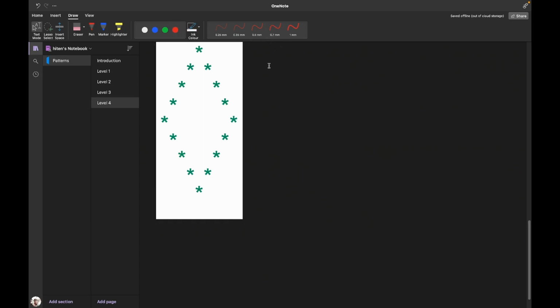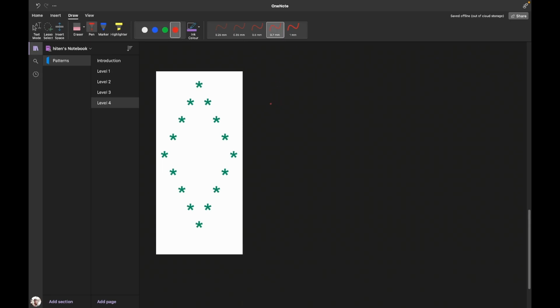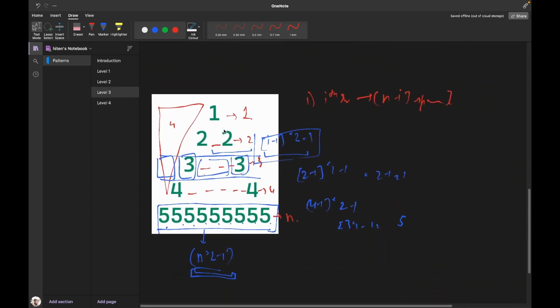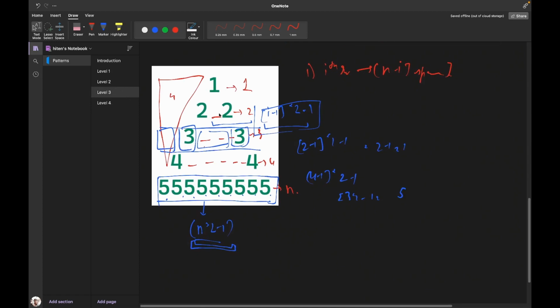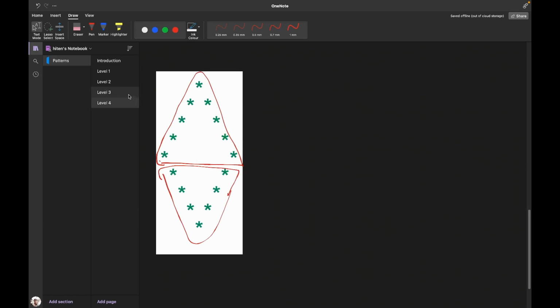This pattern is also simple to print on the console. What we can do is break this pattern into two halves. Let us call this part the upper part and this part the lower part. If you compare it with the pattern of level 3, this one, this pattern would look somewhat the same to the pattern that we need to print on the console.